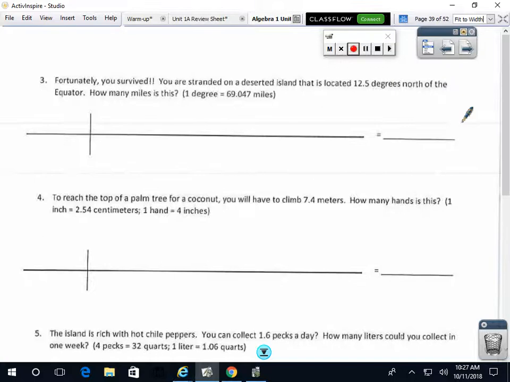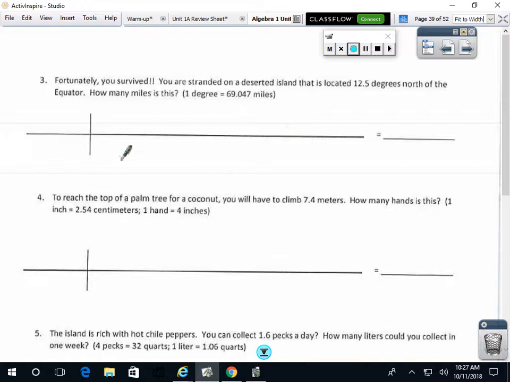Okay, number 3, remember, the background of this is you were going on a cruise, you figured out how many nautical miles it was going to be, but later the ship sank and it was discovered 38 fathoms deep underwater. But fortunately you survived, and you are now stranded on a deserted island that is located 12.5 degrees north of the equator. How many miles is this if 1 degree equals 69.047 miles?